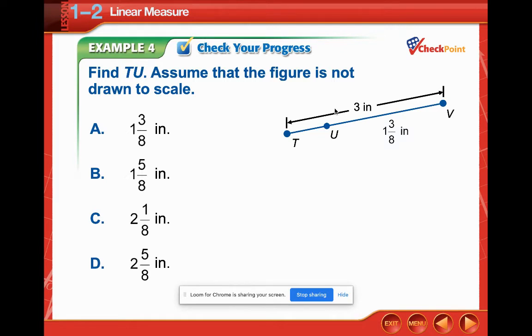All right. Okay, so hopefully you were able to figure this one out. So it's find TU. All right. So T to V is 3 inches. The whole journey is 3 inches.